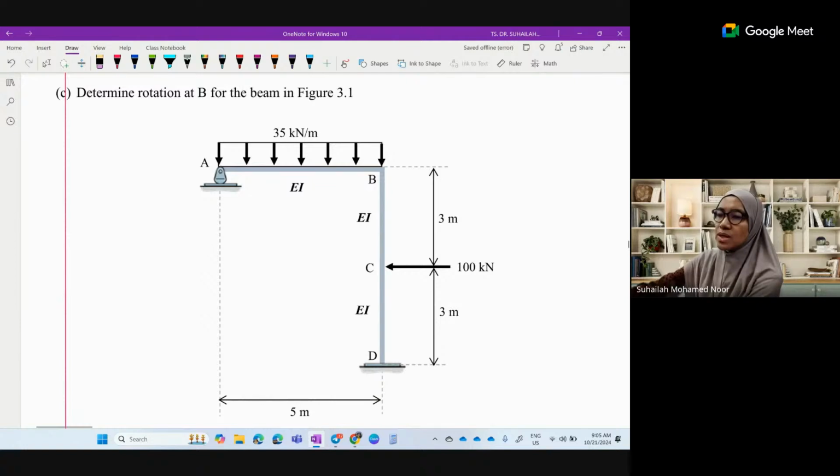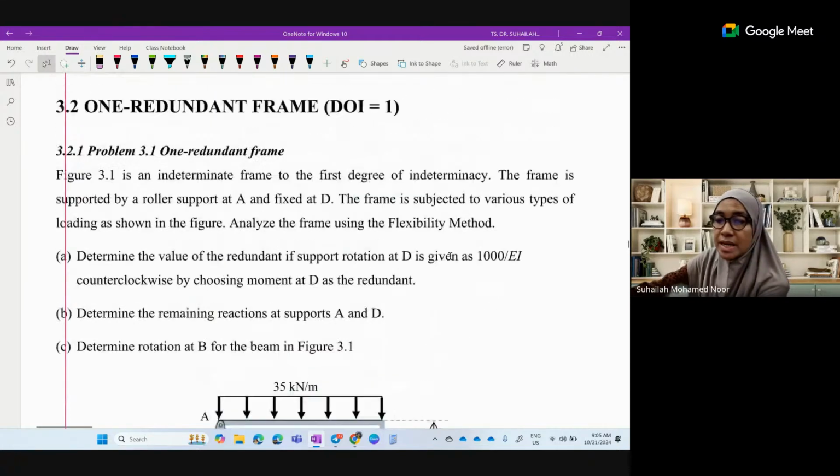Looking at this frame, there are 4 unknown reactions, similar to a beam. When there are 4 unknown reactions, it is 4 minus 3, which is equivalent to 1. So there is one redundant in the system. This frame is an indeterminate frame to the first degree of indeterminacy. First degree means one redundant.